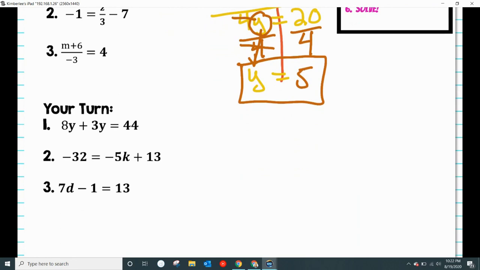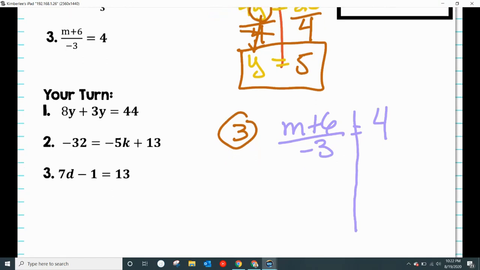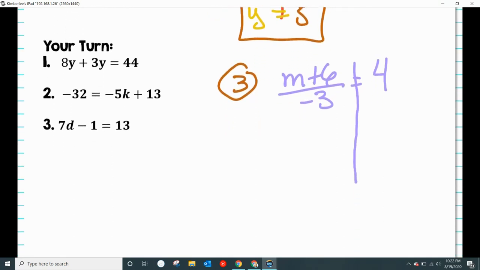So here we go. I'm going to write it right here. I'm going to skip on down to number 3. I don't really like this brown color. I'm going to switch colors. You know what? Actually, I'm going to go with purple. Okay, awesome. So here I go. I have m plus 6 divided by negative 3 equals 4. Okay, let's draw our line. That's really important. Make sure you draw a really long line.